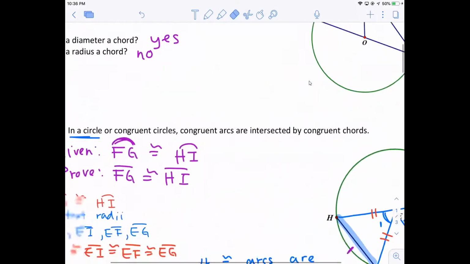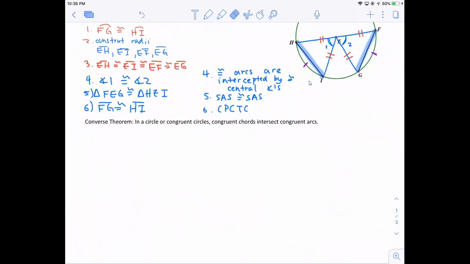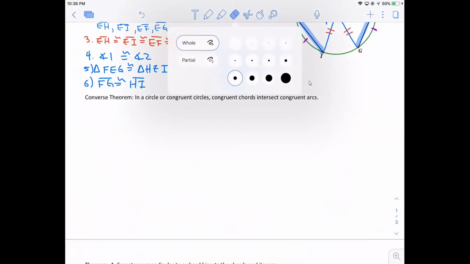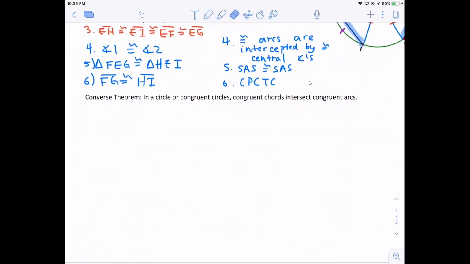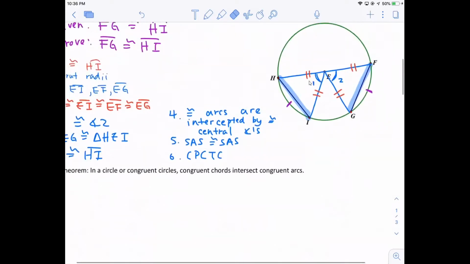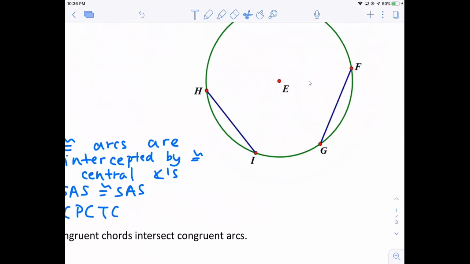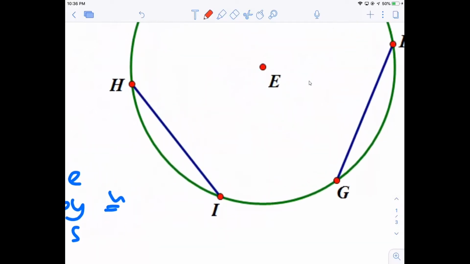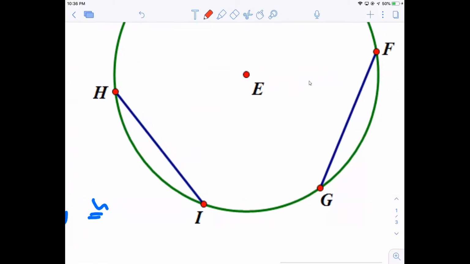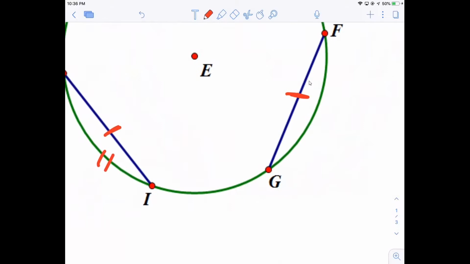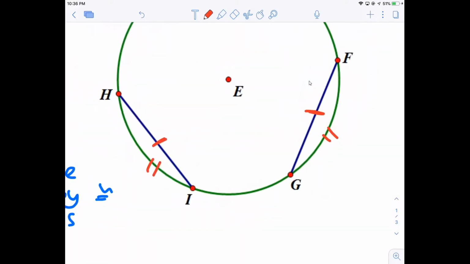All right, and down here we have the converse statement. I'm not going to do a full proof of this one, but this says in a circle or congruent circles, congruent chords intersect congruent arcs. So down there, that one is giving you a different given. Instead of giving you the arcs congruent, they're going to give you the chords congruent. And we can do something very similar to prove the arcs congruent, given that the chords are congruent. So I'll just talk through this one.